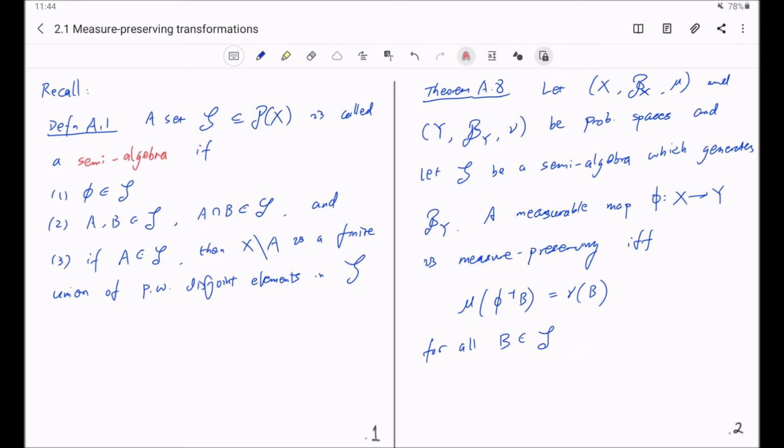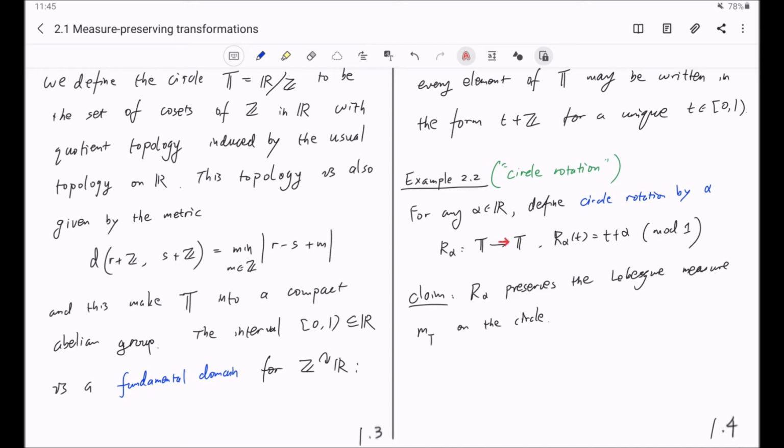Namely, if you can verify this measure-preserving property for the semi-algebra that generates the sigma algebra for your target space, then you have the measure-preserving for everything in that sigma algebra. So this type of theorem is very common in measure theory. Oftentimes, in order to verify something for a sigma algebra, it suffices to verify it for a semi-algebra that generates the sigma algebra.